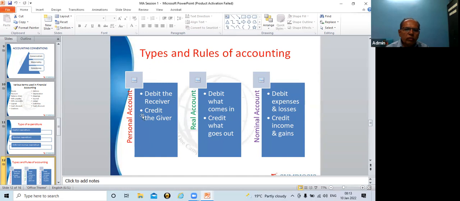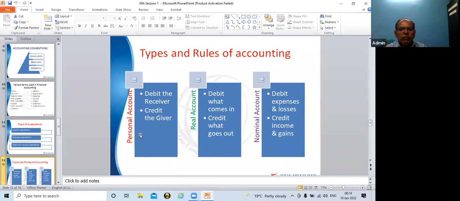Now personal account. Personal account pertains to natural persons and artificial persons. Natural persons like me, yourself, Ram, Rahim, Sham, Sita, etc. Artificial persons like organizations, banks, maybe TCS, Wipro, Tata Motors, State Bank of India, and so on. So artificial persons and natural persons belong to the personal account. In addition to this, capital is also a personal account.